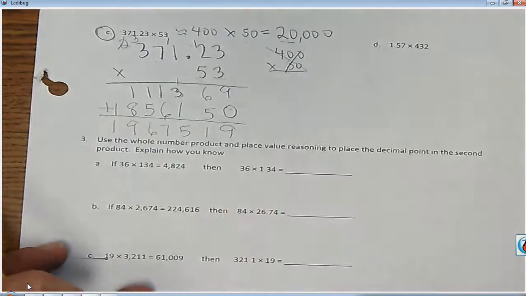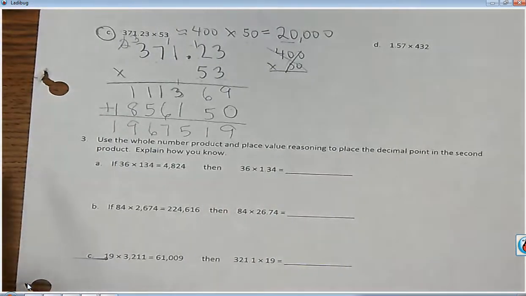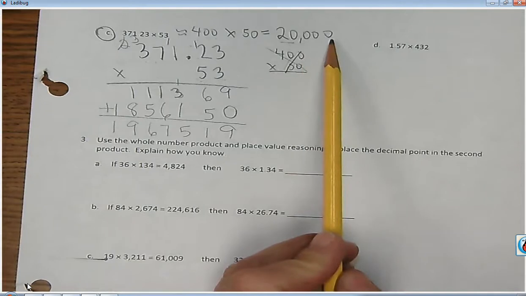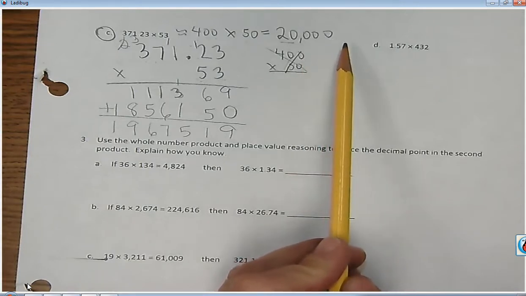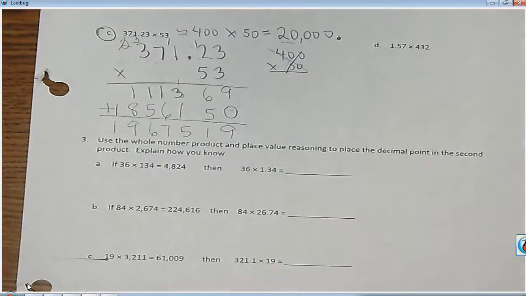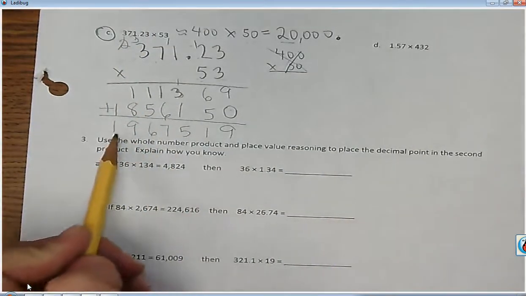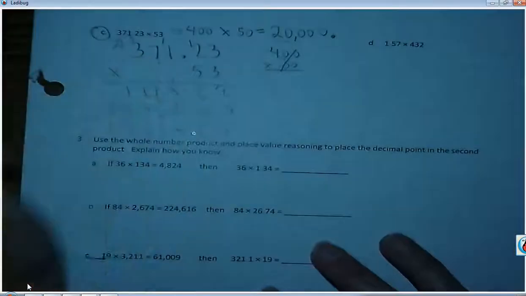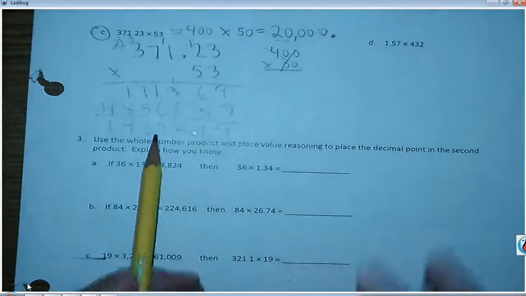All right, so that's a really big number. And I need to figure out where the decimal point goes. So I need something worth about 20,000. So I need 1, 2, 3, 4, 5 digits on the left side of my decimal point because the decimal point would go right there. 1, 2, 3, 4, 5 places on the left.